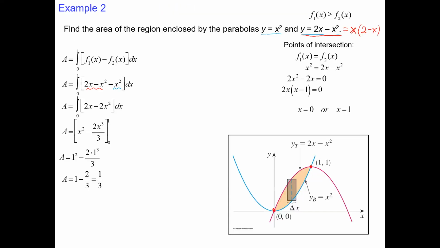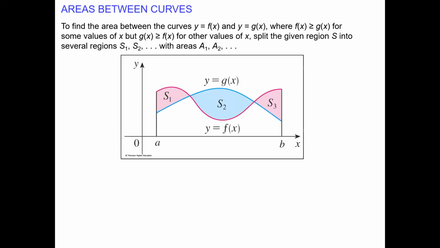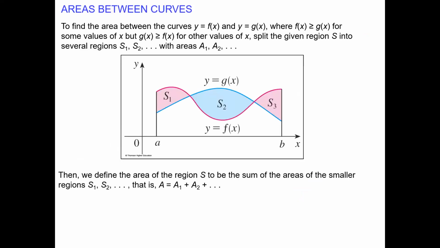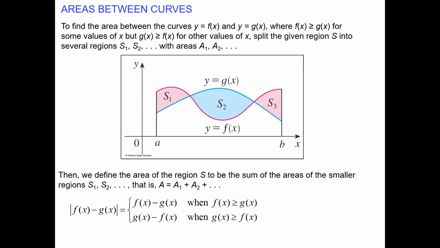Okay, example number 3. I have more examples, but let's look at this one. We also have to be a little bit careful. Like in the example we just solved, we had two curves and points of intersection, and it was obvious that there was only one point of intersection. But we may also have a couple of points of intersection. They may intersect multiple times on the given interval.